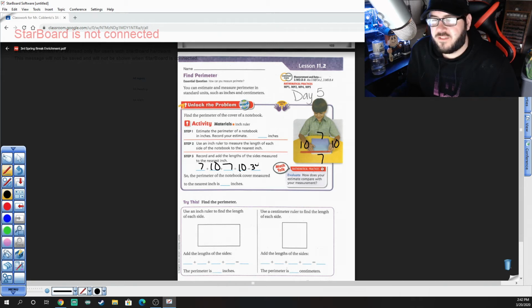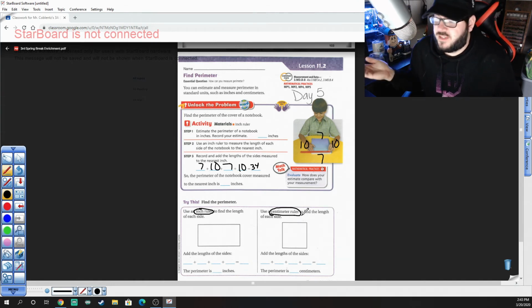Now your answer might not be the same if you're measuring your notebook with your ruler. But what they're going to want you to do is measure these shapes as well with an inch ruler. This one asks you to use an inch ruler. So you measure the sides, you add them up. This shape is a square. They want you to use a centimeter ruler this time. So if your ruler also has centimeters, that would be great. You measure the four sides, and notice that this is a square, so all sides should be what? They should all be the same because it's a square. Then you're going to add those four sides together to get the perimeter there.